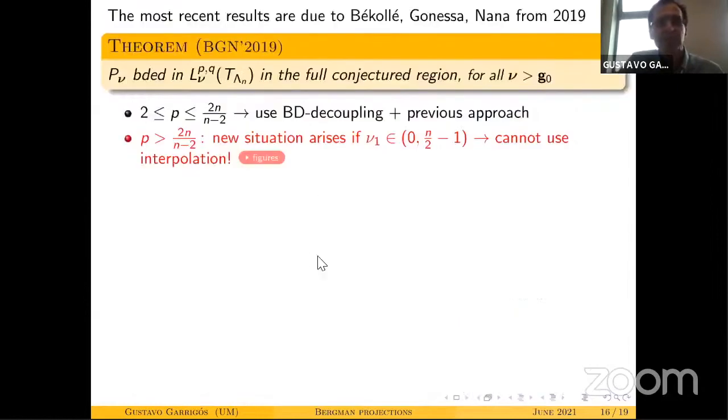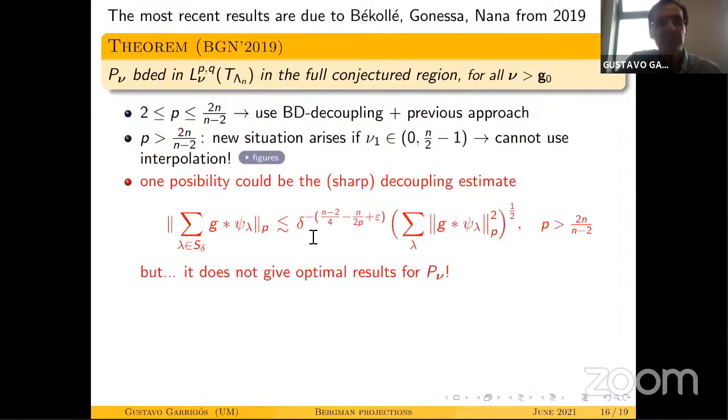So something had to be modified in this proof, and then one could think that the sharp version of the decoupling estimate for large p could suffice for this problem. So from when they wrote the decoupling estimate, I put p between 2 and 6, this number. And then what happens if you put p larger than 6? Then you have to pay with a power. But if you pay with this power and you insert it in the proof, you realize that you don't get optimal results for the Bergman projection. So this is not the right thing. So you have to use a different object.